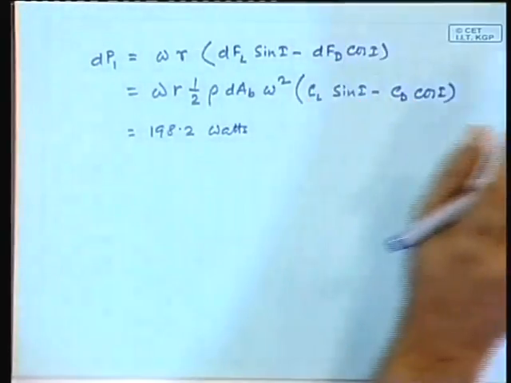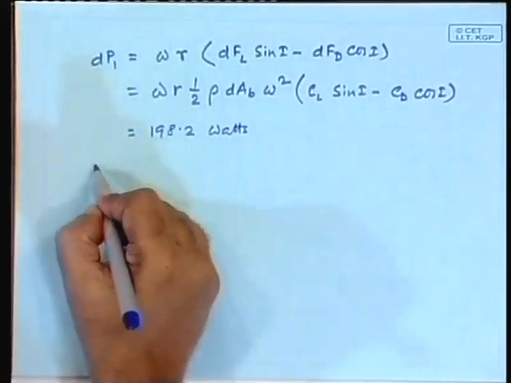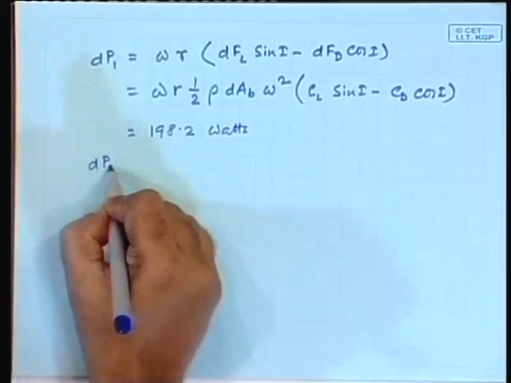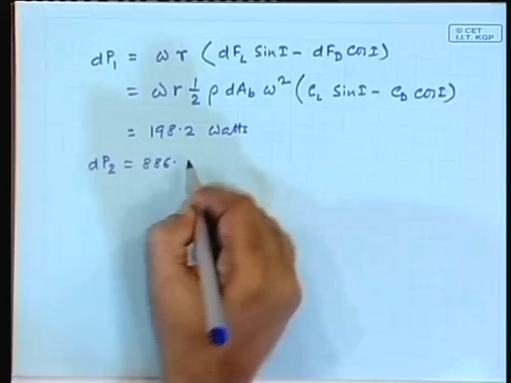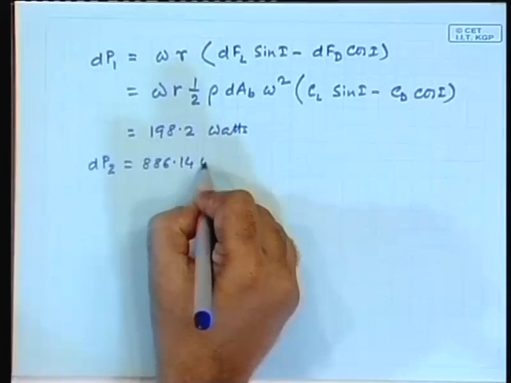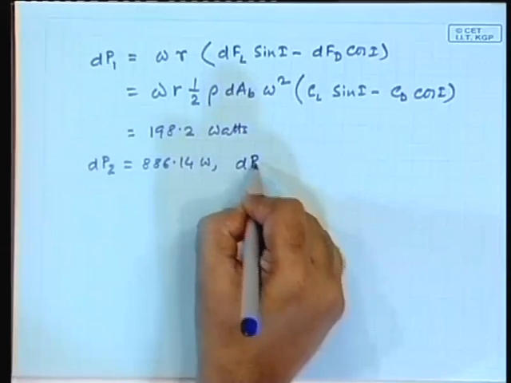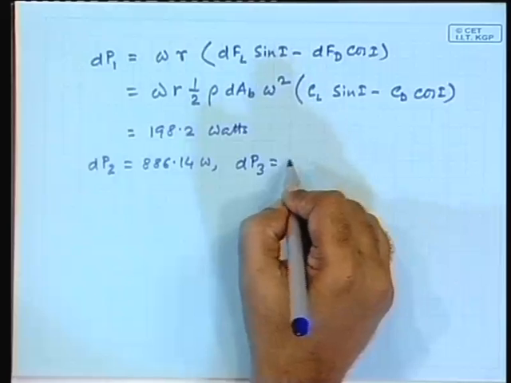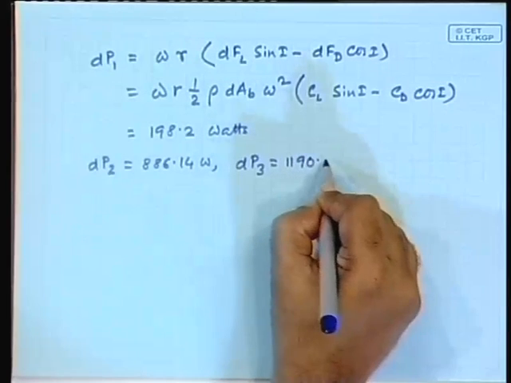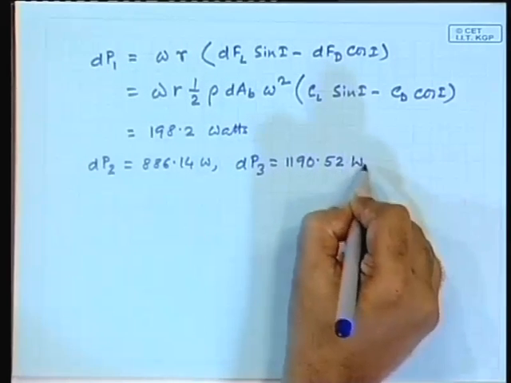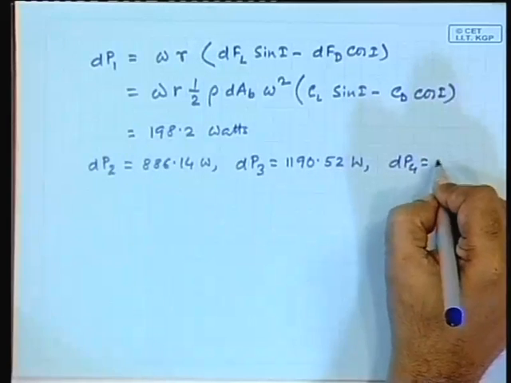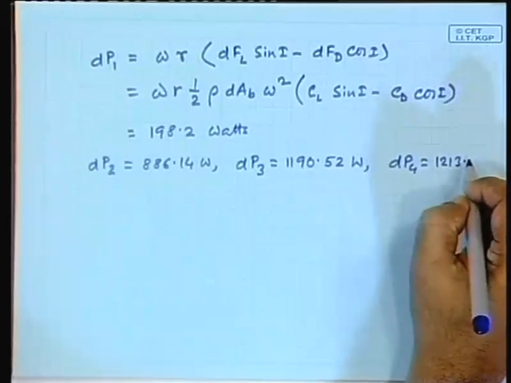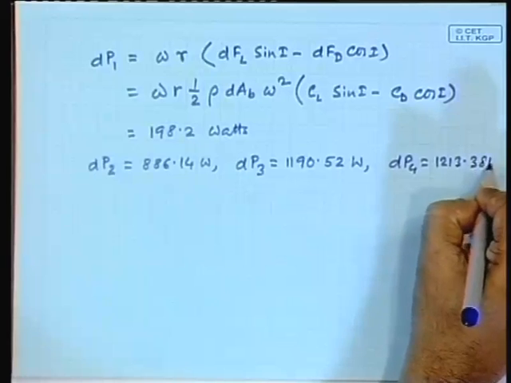Okay. Similarly, for the other blade elements, you can calculate in a similar manner, and you will get DP2 is 886.14 watts, DP3 is 1190.52 watts, DP4 is 1213.38 watts.